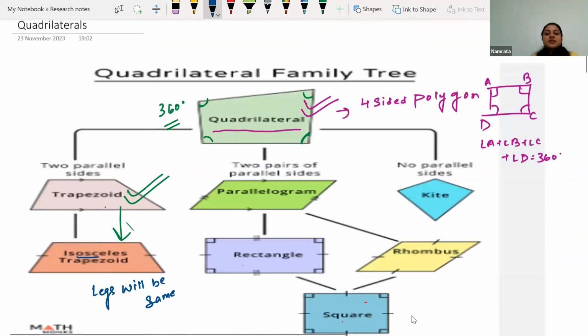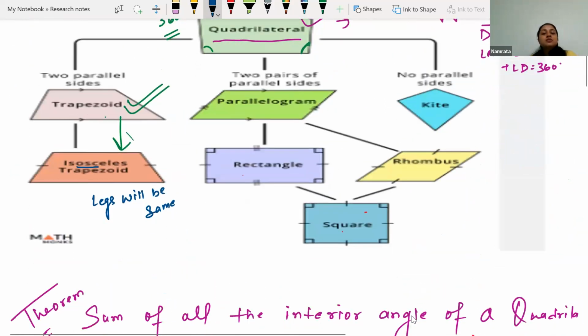Let's see what is the next generation of parallelogram. The next generation of parallelogram is the rectangle. Is a rectangle a quadrilateral? Yes, a rectangle is first a quadrilateral, then its name is rectangle. Is a rectangle a parallelogram? Yes, a rectangle is a parallelogram, and then it has its own quality and its own particular name, that is rectangle. So does a rectangle follow all the properties of a parallelogram?